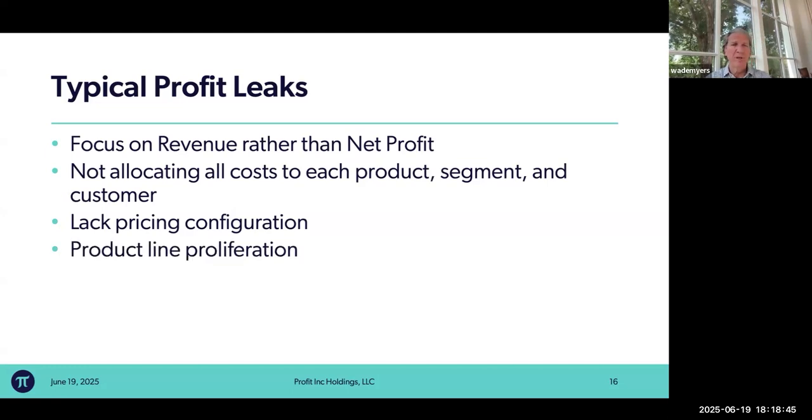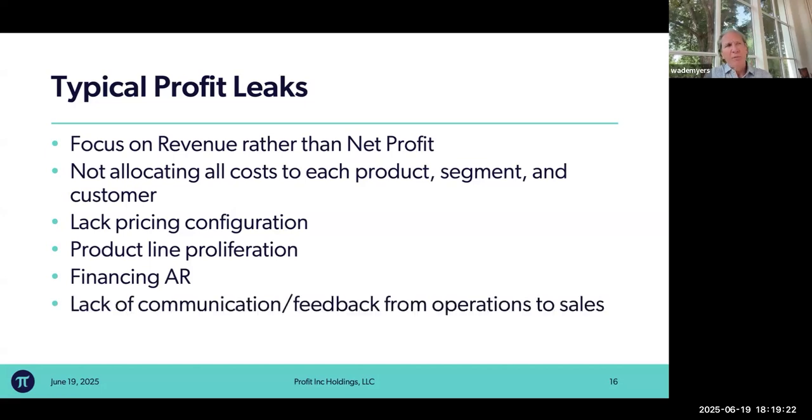Another one is product line proliferation. Over time, custom products can become standard products. There are different types of packaging of different products, and you generally try to please the market, especially if you're revenue focused and sales oriented. You tend to produce more and more products. Oftentimes, manufacturing companies will also end up financing customer AR and basically bank their customer. So accounts receivable is a big deal. It's a big profit leak because it costs the company interest charges and bank fees to support that. And a real critical problem is the feedback from operations to sales.